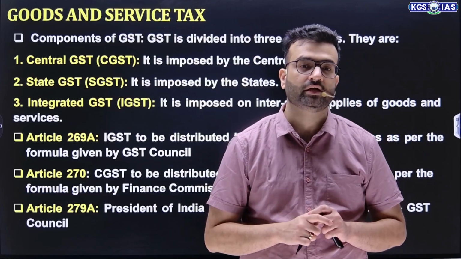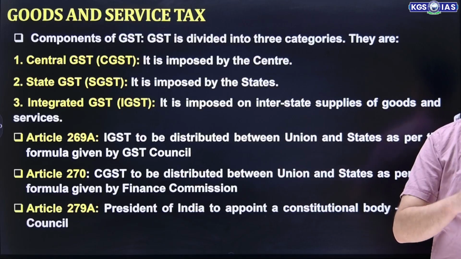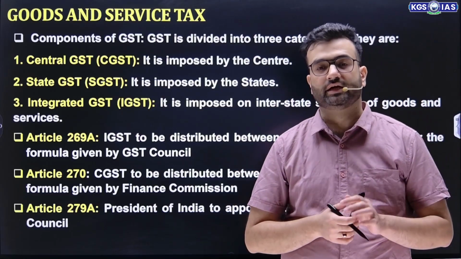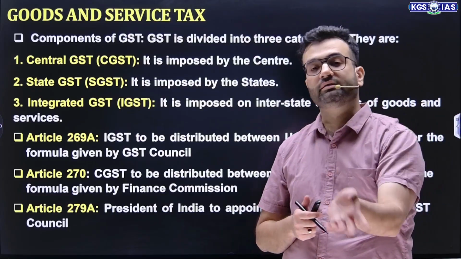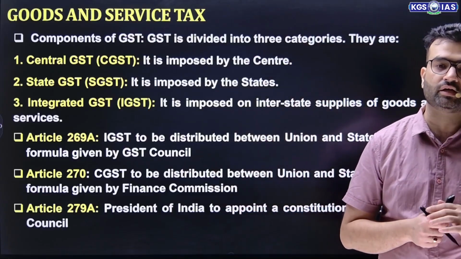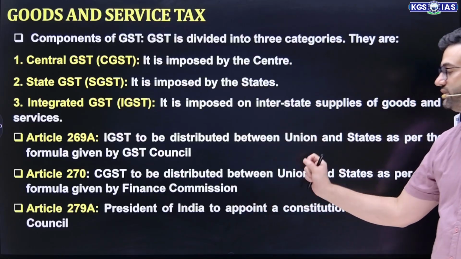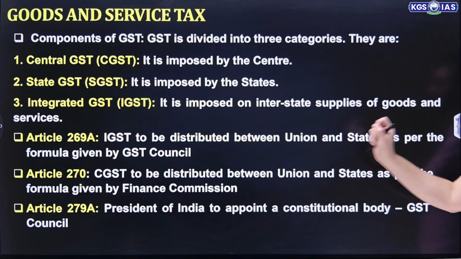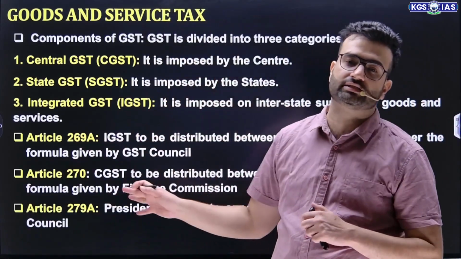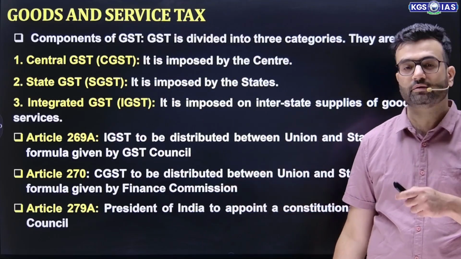That is integrated GST. Now under Article 269A, the proceeds of IGST are distributed between the union and the state where the goods are being consumed or sold. The formula is given by the GST Council, that how much amount will go to the center and how much amount that particular state will receive where the goods are finally consumed or sold. This is decided by the GST Council. And regarding CGST, under Article 270, CGST is to be distributed between the union and states as per the formula given by the Finance Commission. Recently the 16th Finance Commission was constituted, and accordingly they will decide it. And under Article 279A, the GST Council is set up as a constitutional body.